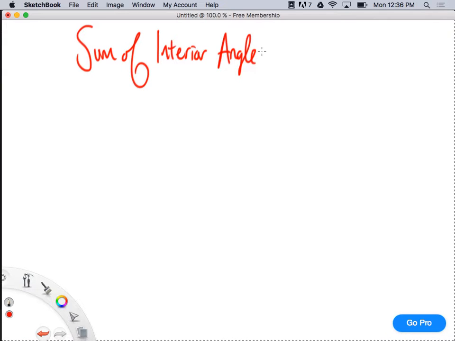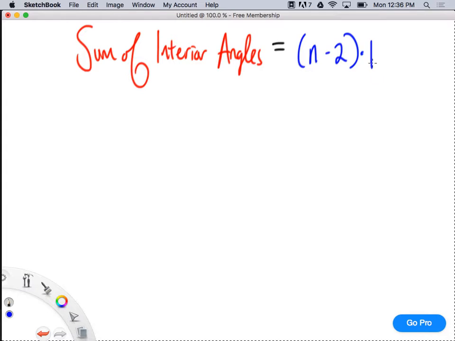So the sum of interior angles is equal to n minus 2 times 180. Does that make sense to you guys? Where n, what is n in this case, class? Number of sides. n is equal to the number of sides.